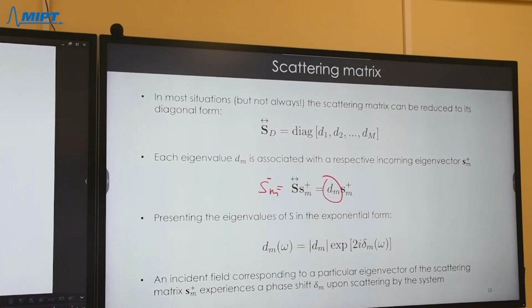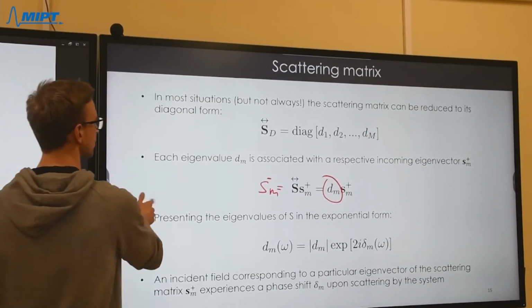Yeah, this is just explanation of this exponential form for the diagonal matrix elements. Like I said, the absolute value describes the magnitude transformation. It can be multiplied, can be enhanced or diminished by a certain factor. And delta in the exponent describes the additional phase that the scattered field acquires with respect to the incident field.